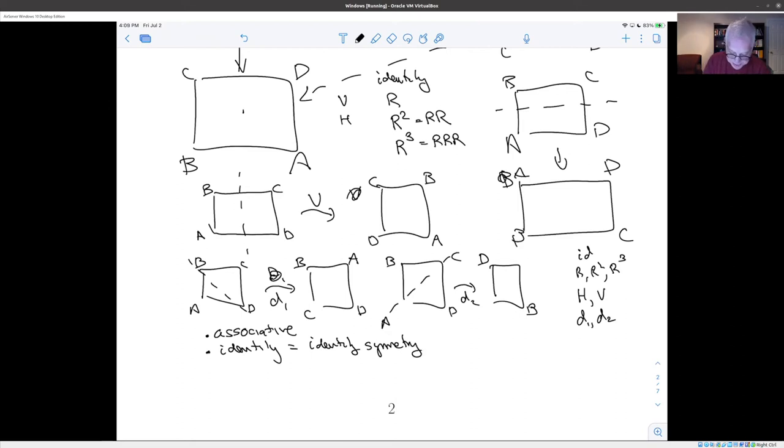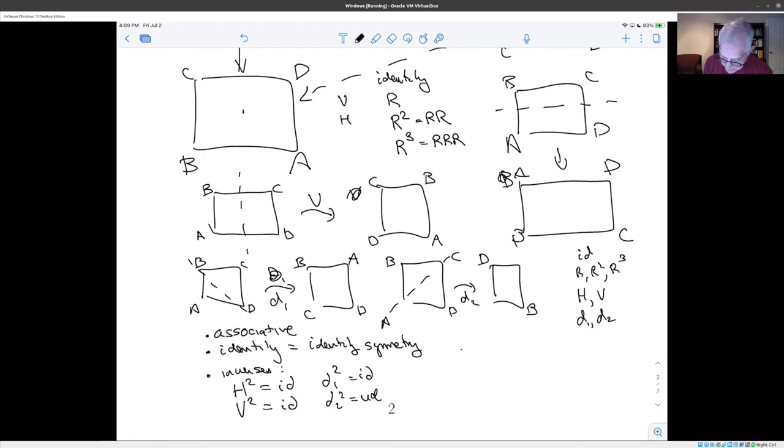And what about inverses? Well, the reflections are their own inverses, because if you do h squared, you get the identity. If you do v squared, you get the identity. If you do d1 squared, you get the identity. And if you do d2 squared, you get the identity. Remember, when I write h squared, I mean h followed by h. So if you flip around the horizontal axis and then you flip back, you come back to the original thing. And so h is its own inverse, v is its own inverse, and so are d1 and d2. And what about r?